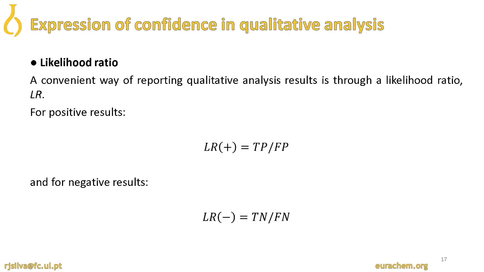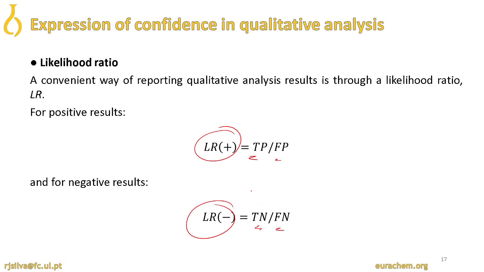How should we express the confidence in qualitative analysis results? In somehow, how can we express uncertainty in this case? A convenient way of expressing the performance is by the likelihood ratio, this parameter that derives from the Bayes theorem. It is the ratio for some results rates. For positive results, likelihood ratio will be the ratio between true and false positives, and for negative results, likelihood ratio is the ratio between true negatives and false negatives.